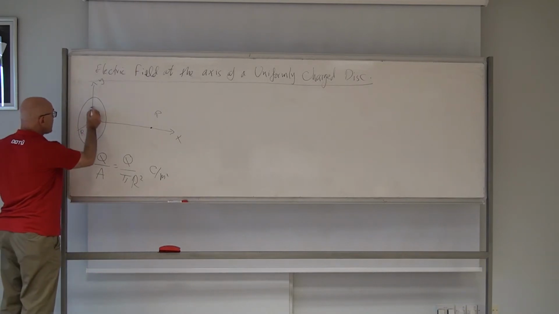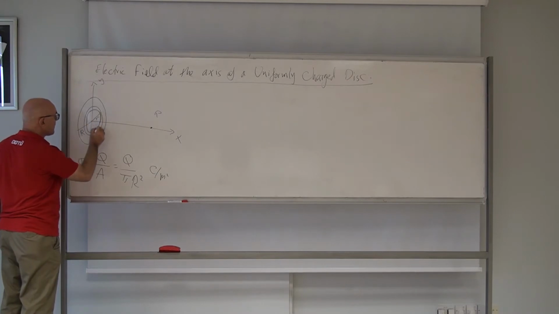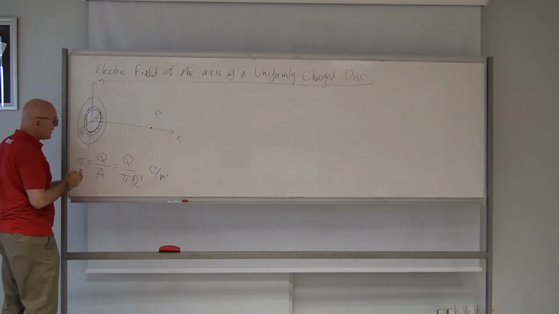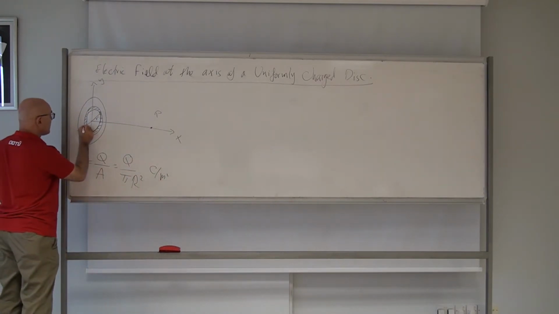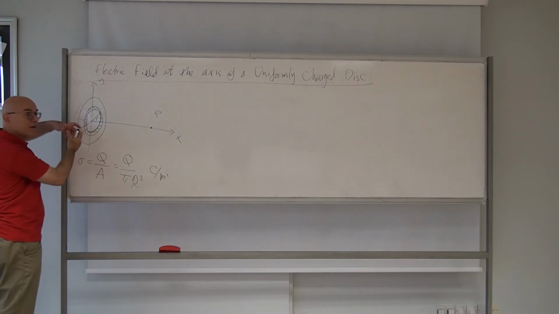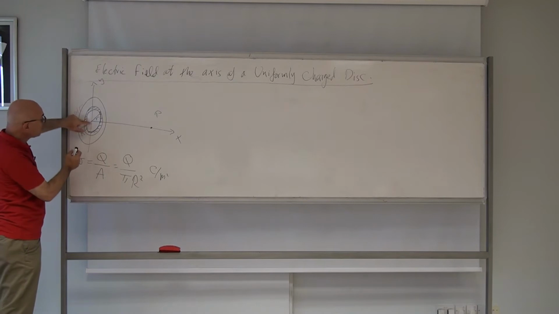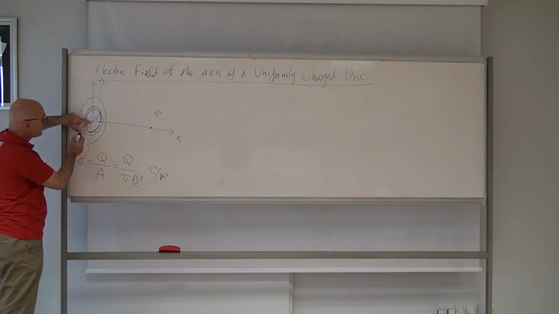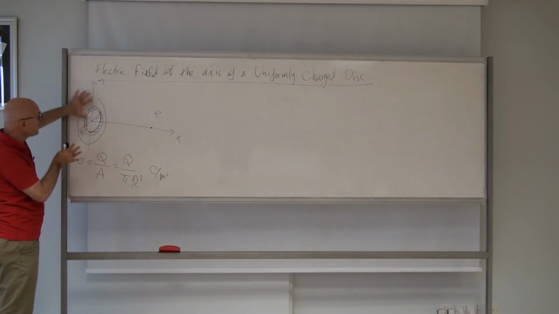Let me show one of these rings, for example. Consider a ring which has radius r, this is your ring, and it has a thickness dr. This is the thickness of the ring, dr. Now if you think of many of these rings with different radii that are all centered at the center of the disk, they cover the whole area of the disk.